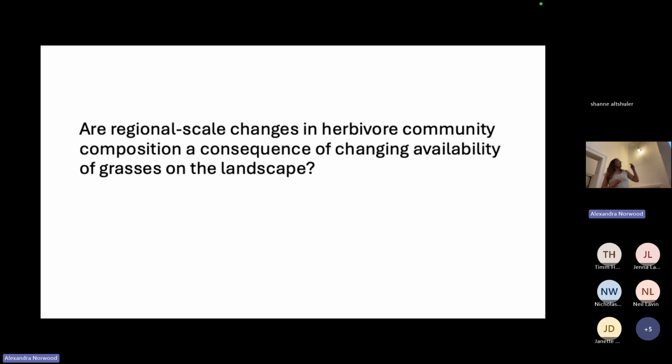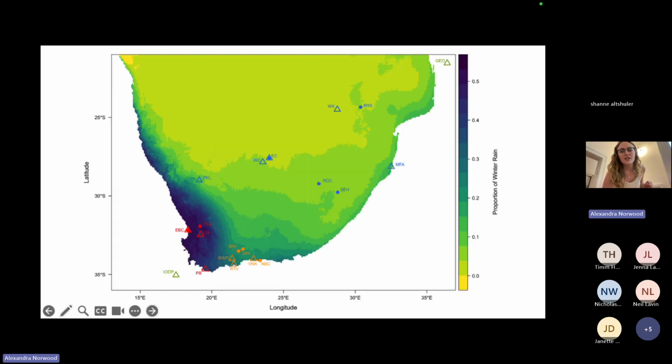So the way that we can try to figure out what's happening with this is by looking at who's present at different sites across the country during this time, how those presences or absences are changing through time, and how records of the plants that are available are changing either in sync or out of sync with those faunal community compositions.